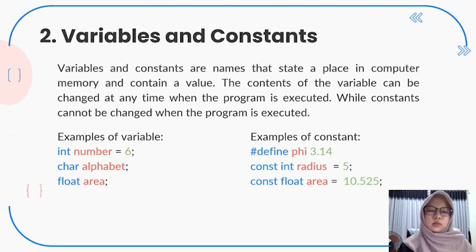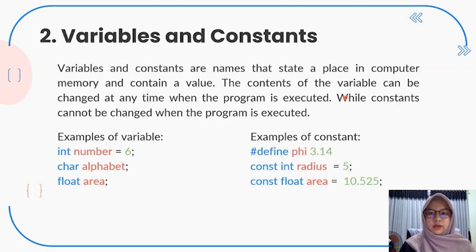So the second one, we will talk about the variables and constants. Variables and constants are names that state a place in computer memory and contain a value. The contents of the variable can be changed at any time when the program is executed, while constants cannot be changed when the program is executed. You need to take note that variables and constants contain a value.